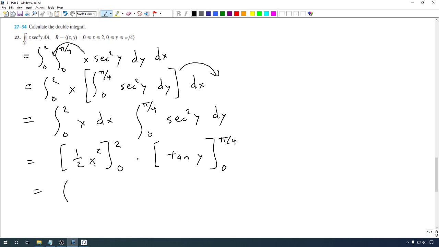Then we have, this is 1/2 of 2 squared, which is 2. Then we subtract 0 from that. Over here we have tangent of pi over 4. Tangent of pi over 4 is actually 1. Then we have minus tangent of 0, but that's just 0. So we end up with 2 times 1, or just 2. That is our double integral.